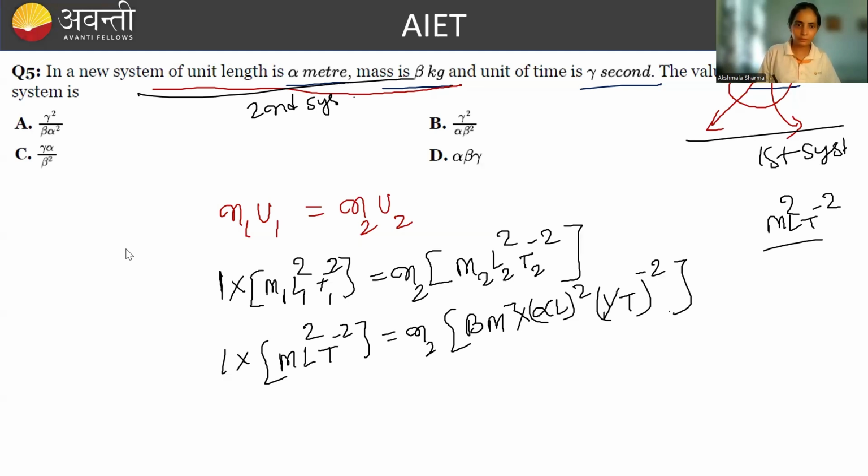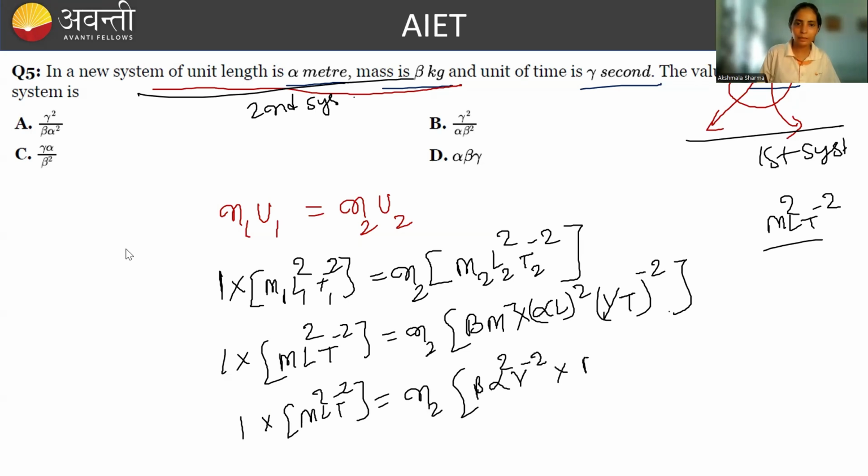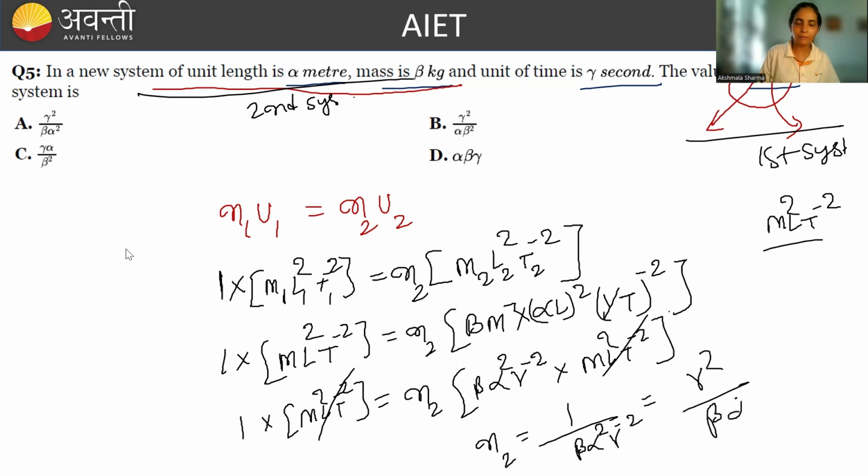So if you see it here, 1 into ML square T minus 2 equals N2 into beta alpha whole square gamma whole to the power minus 2, and here you will see ML square T minus 2. So this whole will get cancelled from here. N2 is equal to how much? N2 is equal to 1 by beta alpha square gamma to the power minus 2. So this is equal to gamma square by beta alpha square. So the N2 value will be this.